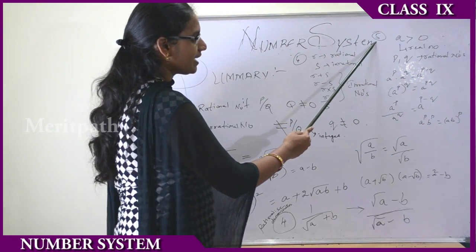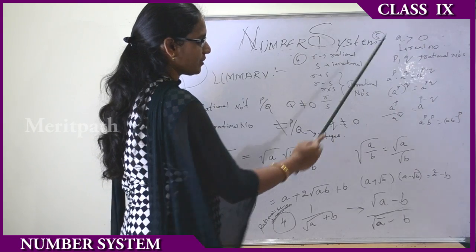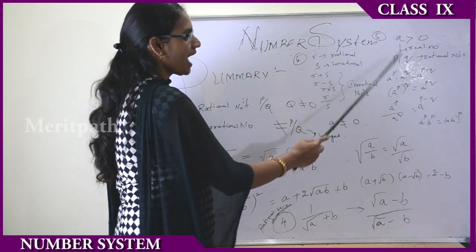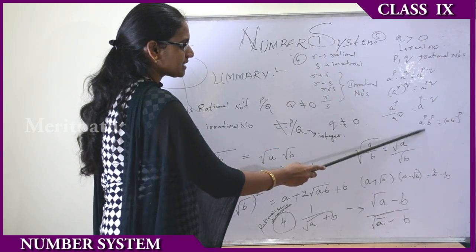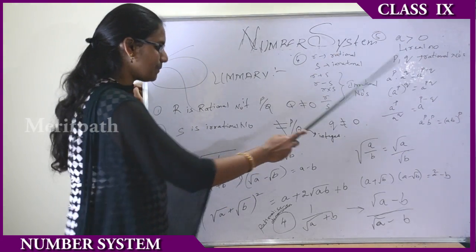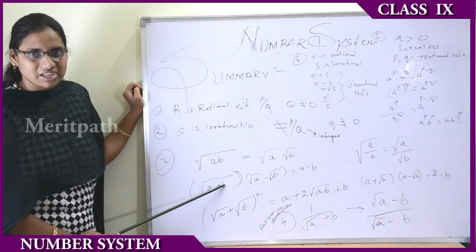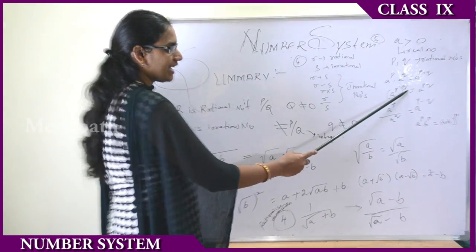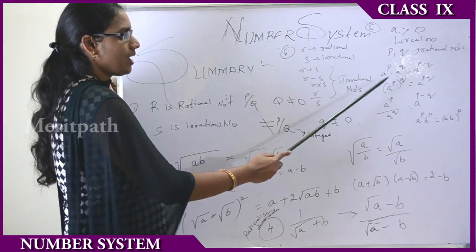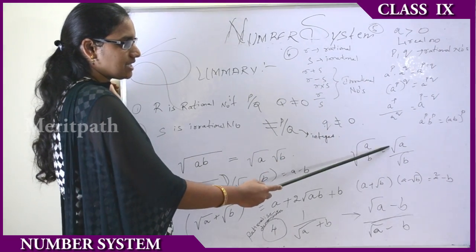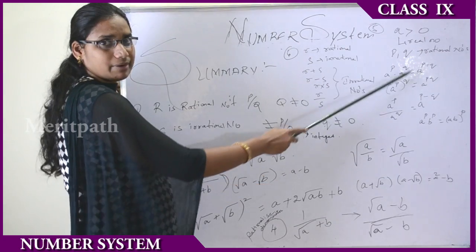Let's go with another point, that is a greater than 0. That is, a is a real number and p and q are rational numbers. When we do the following operations, they are just similar to the real number operations, but we are taking rational numbers here. That's why we are representing them in p and q forms, the integers, in the rational number form.